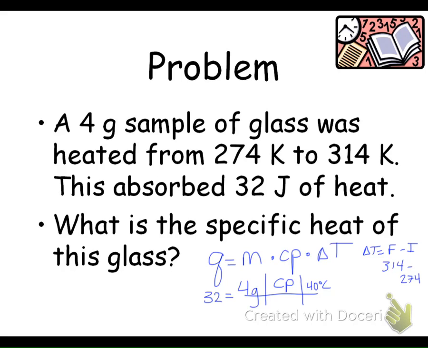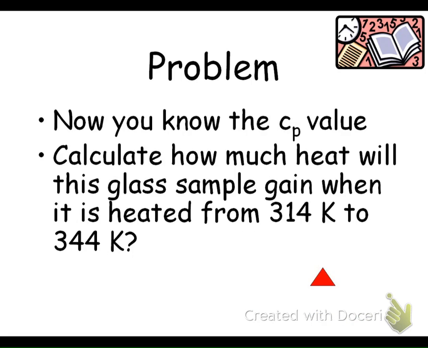So hopefully you paused the video and were able to calculate the specific heat. Once you get that, you should get 0.2 joules per gram degree Celsius. Here's another sample problem. So now we know the specific heat is 0.2. We're going to calculate how much heat this glass sample will gain when it's heated from 314 to 344.